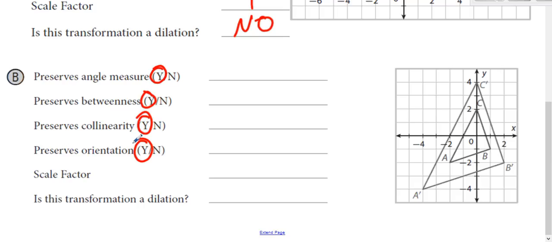Then to find the scale factor, you just compare side lengths. So AB, you can find the length of that, or any of the sides if you want. We'll do AB. I would turn this into a right triangle. It's 1 and 3 for the sides of that right triangle. So Pythagorean theorem, 1 squared plus 3 squared. That's 9 plus 1 is 10.